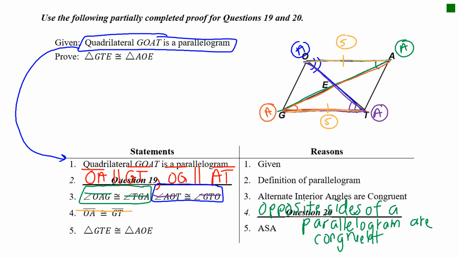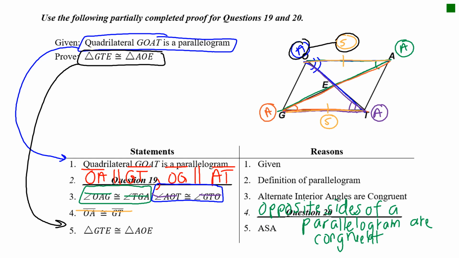The last statement that you make should always be what you're trying to prove. We're trying to prove that the bottom triangle GTE was congruent to the top triangle AOE. So that'll be the last statement we make, and sure enough, it is. Out of the methods, we're looking at ASA, and sure enough, that's the last reason that they gave us.